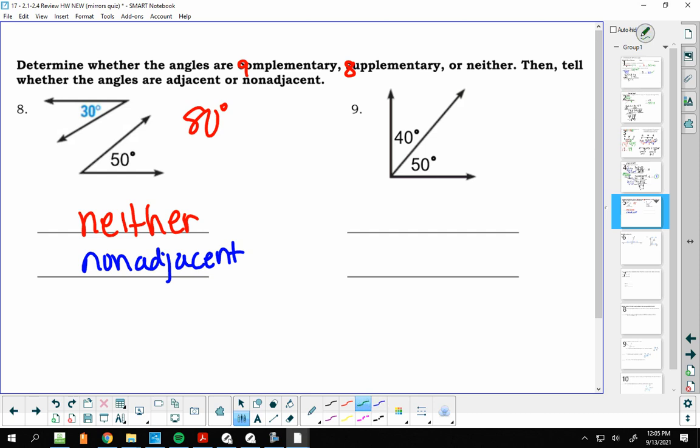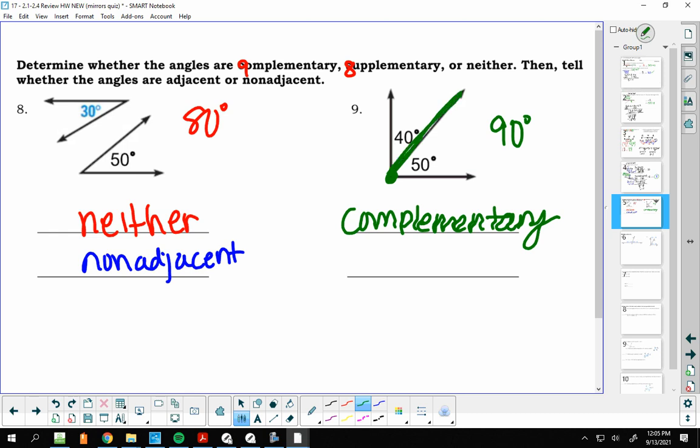50 plus 40 is 90 degrees. That means they're complementary. They add up to 90. Do they share a common vertex and a common side? Yes. Here's a common vertex. Here's a common side. So yes, they are adjacent. They're right next to each other.